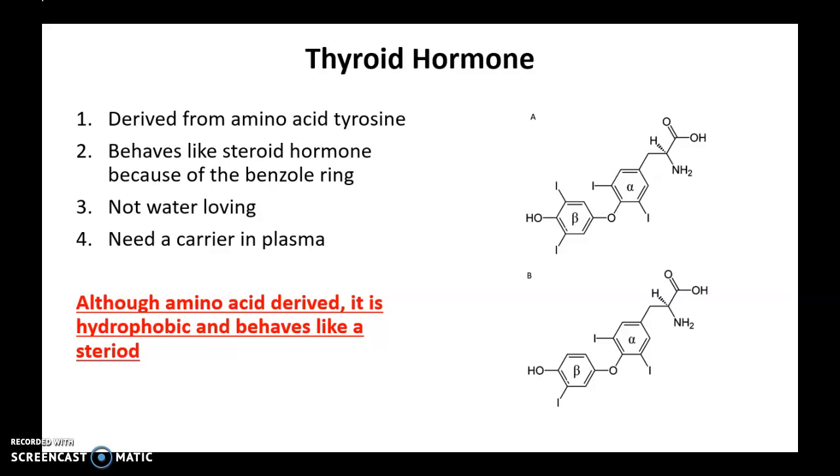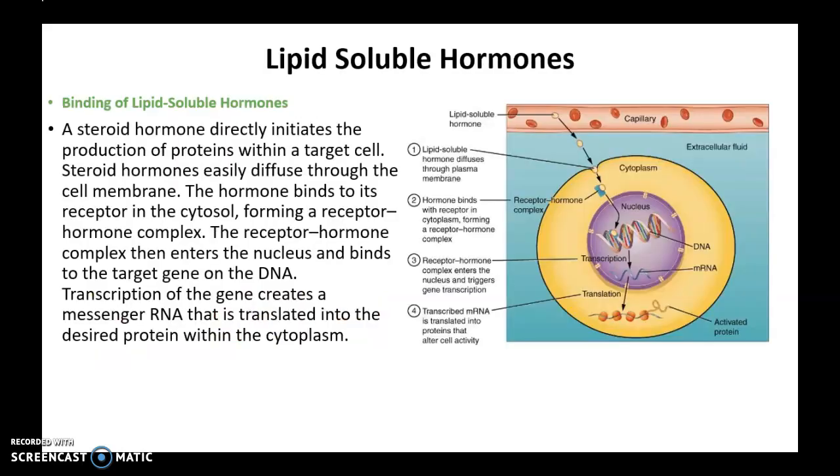Now, if you look at the thyroid hormones, there are two diagrams or two pictures of thyroid hormones. And you do see that it has a benzene ring. Therefore, although amino acid derived, it is not water loving. It will need a carrier in the plasma. So it is amino acid derived but wants to be like a steroid. Remember this, and this is one of my favorite questions on the exam.